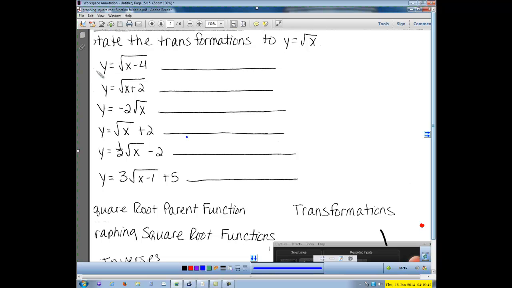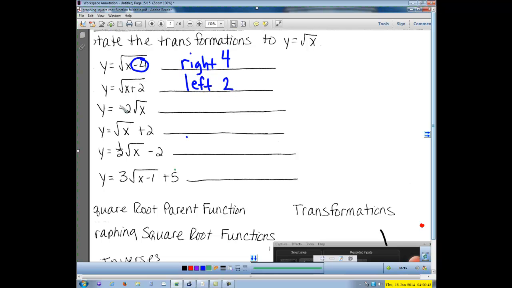In example 1, we have y equals the square root of x minus 4. This is inside the radical, so we are moving right 4. Remember, it's opposite of the way we think. In example 2, we have y equals the square root of x plus 2. This is telling us to move left 2 units.